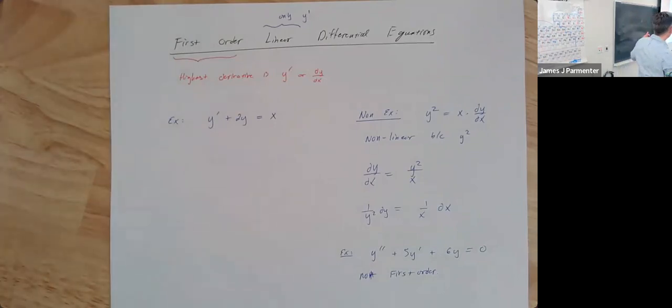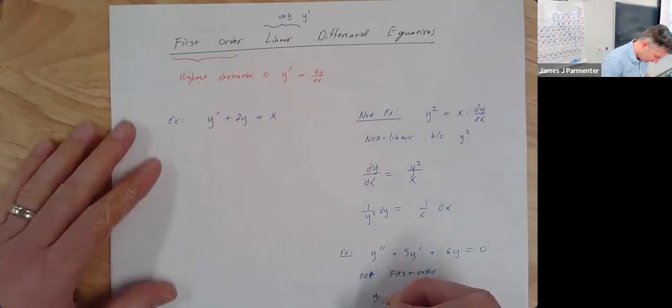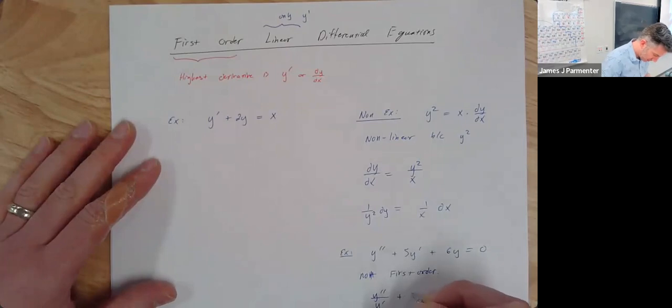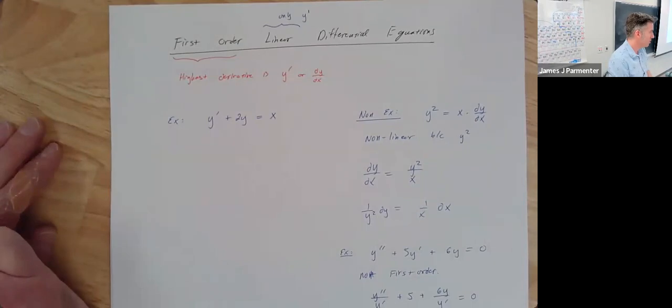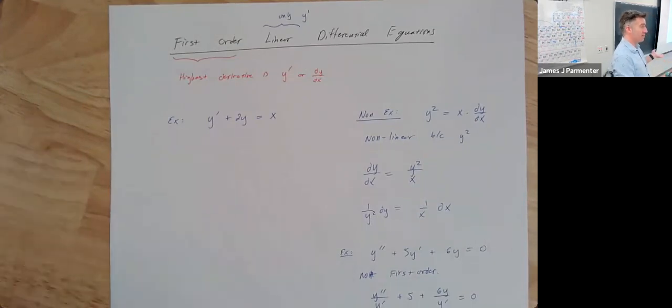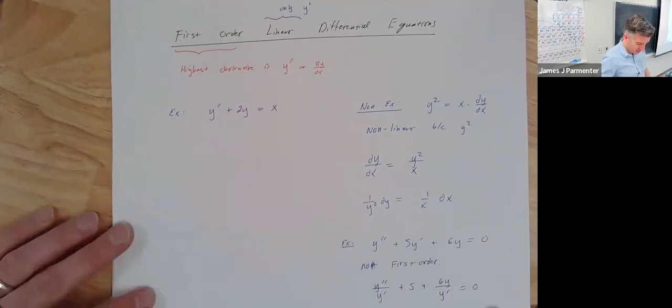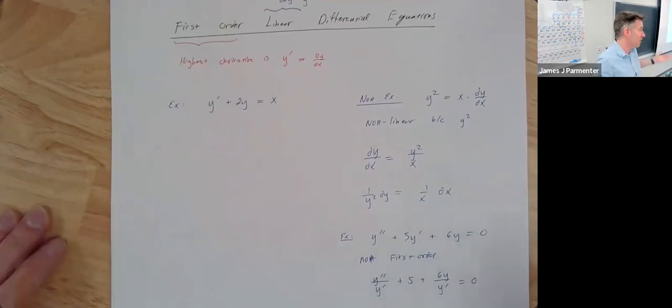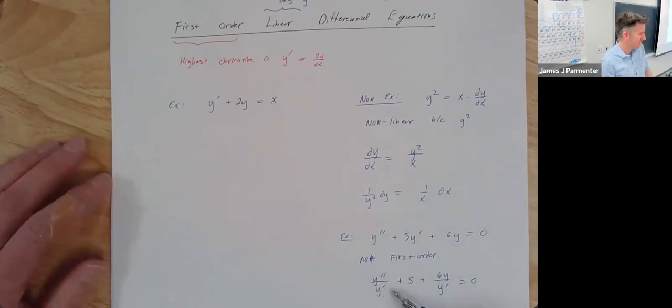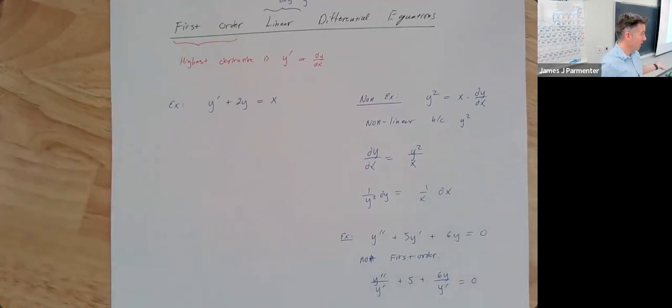Could you just divide by y prime? No, we definitely cannot just divide. I mean, we could divide by y prime, but here's what it would look like: y double prime over y prime plus 5 plus 6y over y prime equals 0. We're allowed to divide by y prime, and sure, you can divide by y as well, but it's not going to do anything good for us. It still looks gross, because y double prime divided by y prime doesn't simplify in any normal way. It's just a second derivative divided by a first derivative.